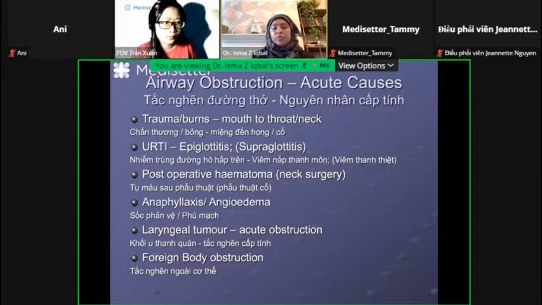So initially, if a patient presents with trauma or burns, you might see some burn marks around the mouth. There might be some singeing of the nostrils.